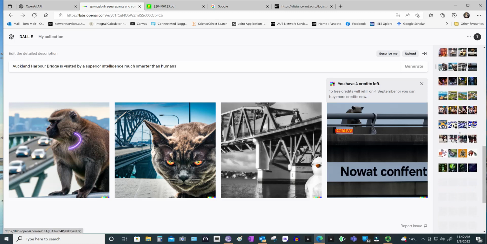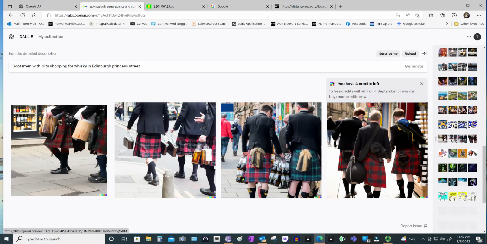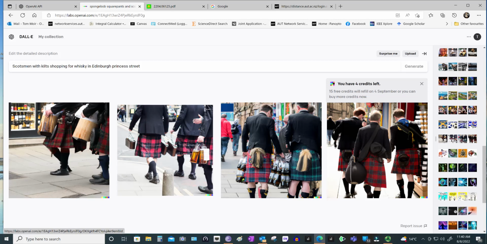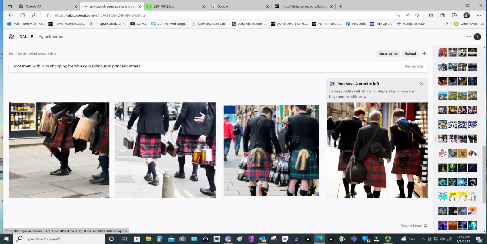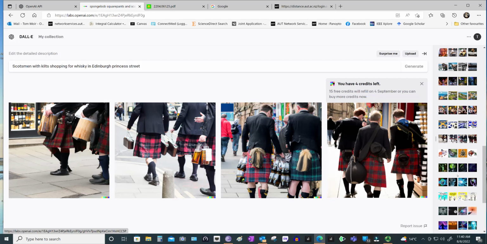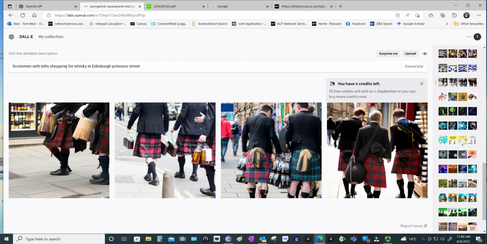Let's do some others. This was an interesting one. I said a Scotsman with kilt shopping for whiskey in Edinburgh, Princess Street. That's the big street where all the shops are in Edinburgh. So here we have these Scotsmen in their kilts, and you notice they've got bottles of whiskey. I'm not sure what these are, whether those are whiskey as well. They've got plenty of them. And this is some huge bag. I don't know whether that's a flagon or something of whiskey that he's got. So they produced that one as well. Let's have a look for some more.